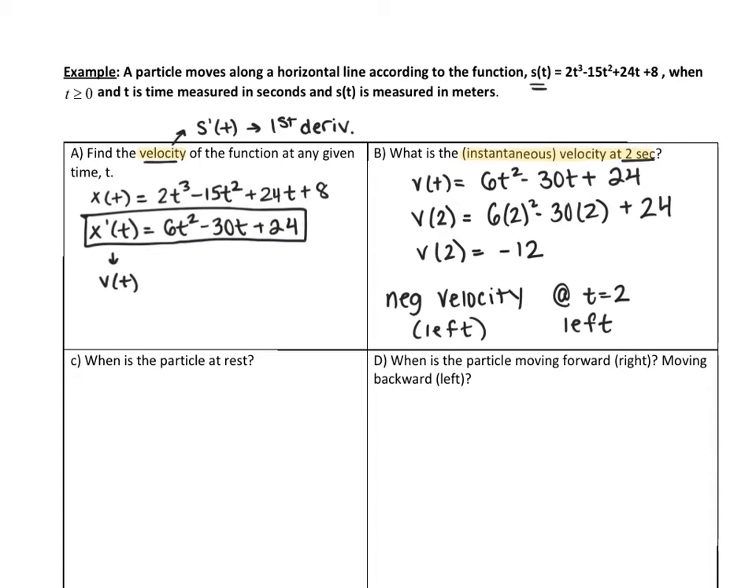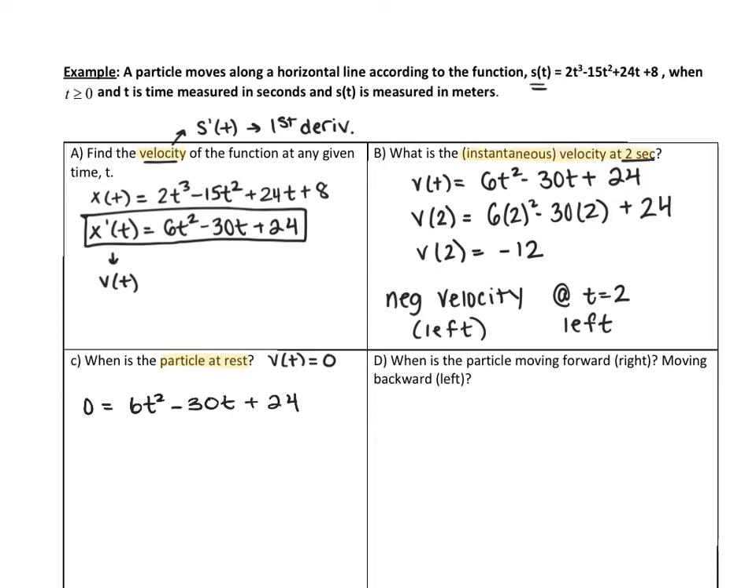Okay, so the next part, I'm asking you to find where the particle is at rest. So again, if you look at the chart, you'll know that a particle is at rest when it's not moving, or when the velocity is equal to 0. So we're going to take our velocity function and we're going to set it equal to 0. So 0 equals 6t squared minus 30t plus 24. And we're going to solve.